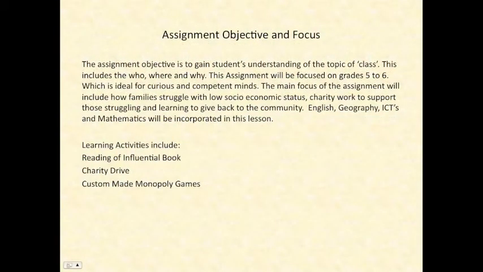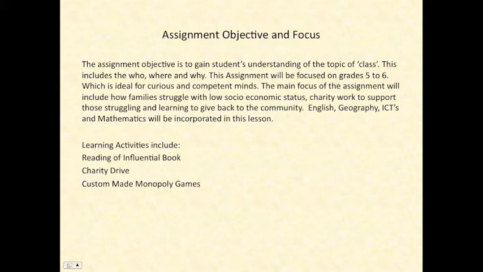The assignment's objective is to gain students' understanding of the topic and help them to understand different socio-economic statuses in families and how they gain these statuses, how people deal with these differences and why they happen. The concept of class can be taught in the higher grades of primary school, targeting grades 5 to 6. This grade is ideal because children are starting to ask questions about the wider world around them and why individuals and their families are different from each other.